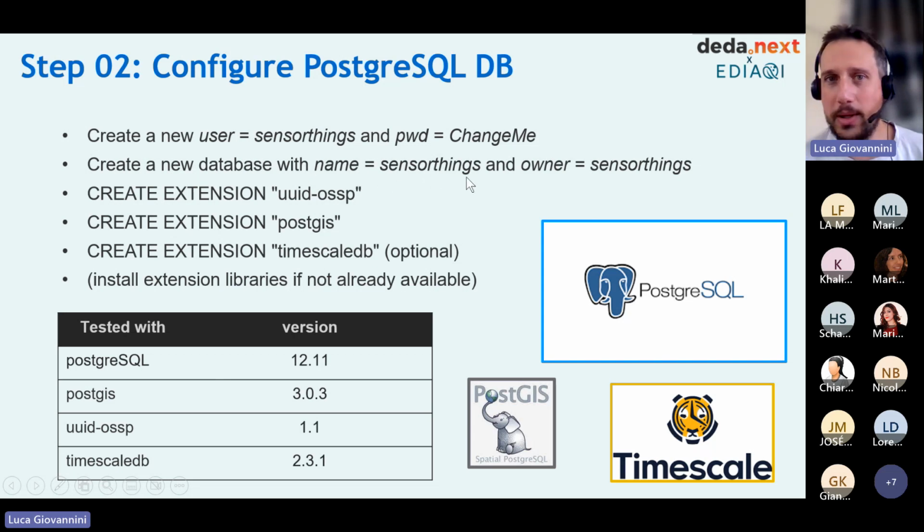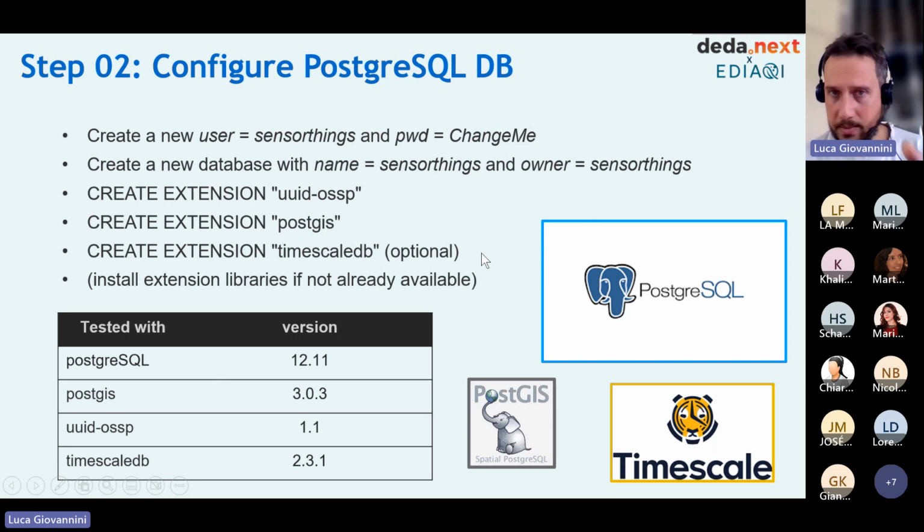Again, you can choose the name you want. These are just standard default suggestions. And of course, you have to configure this new database so that the owner of this new database corresponds to the dedicated user that you have created. Then you have to be sure to have basically those two extensions, while timescale.db is optional.